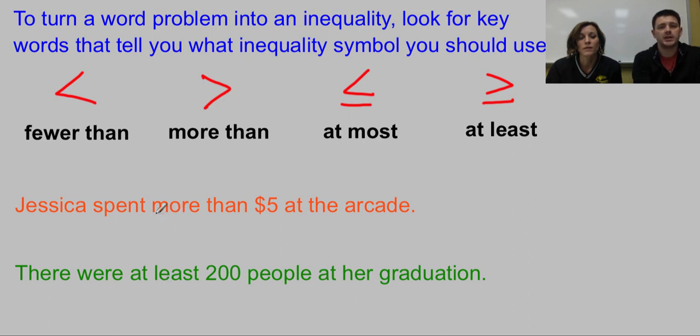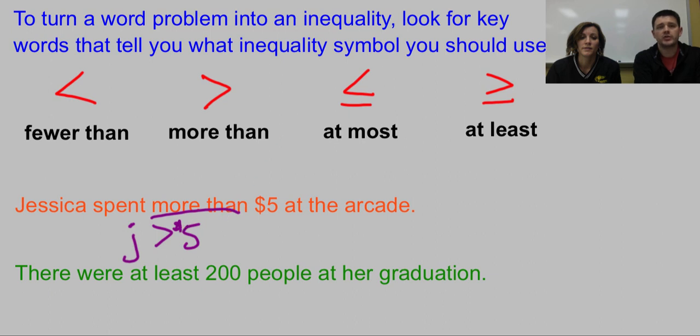I just hope they're writing down these phrases, because just writing an expression without the real world situation is not going to help you in your notes. You've got to write the whole thing down. All right, Jessica spent more than $5 at the arcade. We don't know how much Jessica spent, so that's where we put in our variables. Maybe we say J. More than is another way of saying greater than $5.